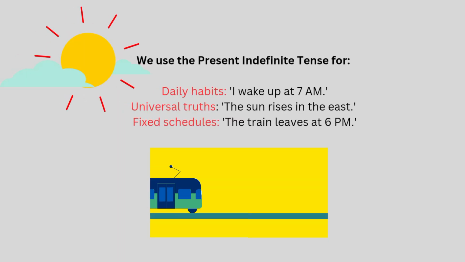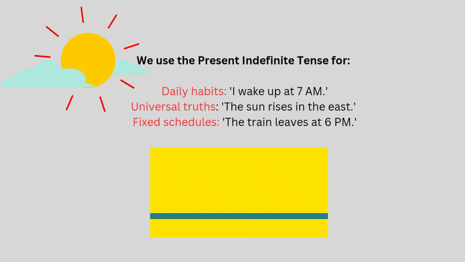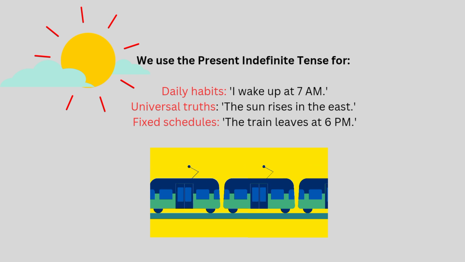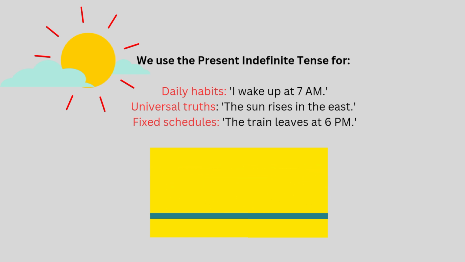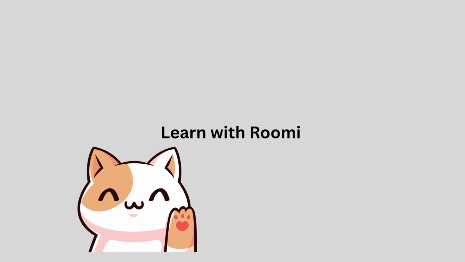We use the present indefinite tense for daily habits, like I wake up at 7 a.m. Universal truths, like the sun rises in the east. Fixed schedules, like the train leaves at 6 p.m. Remember these rules, and you'll master this tense easily.